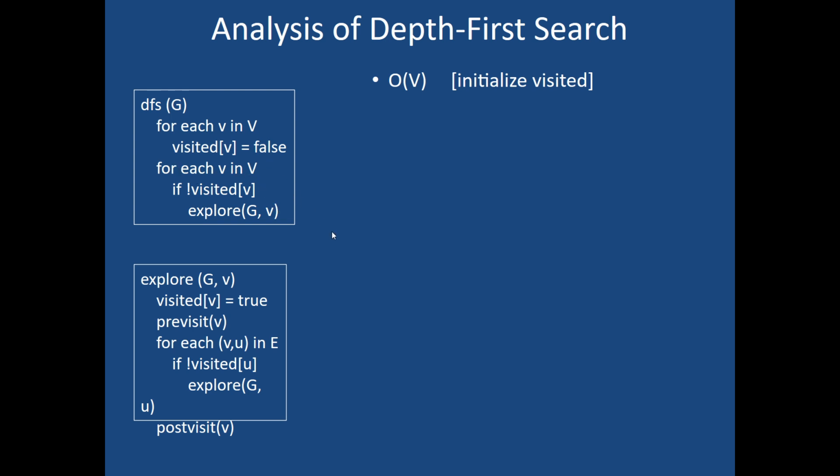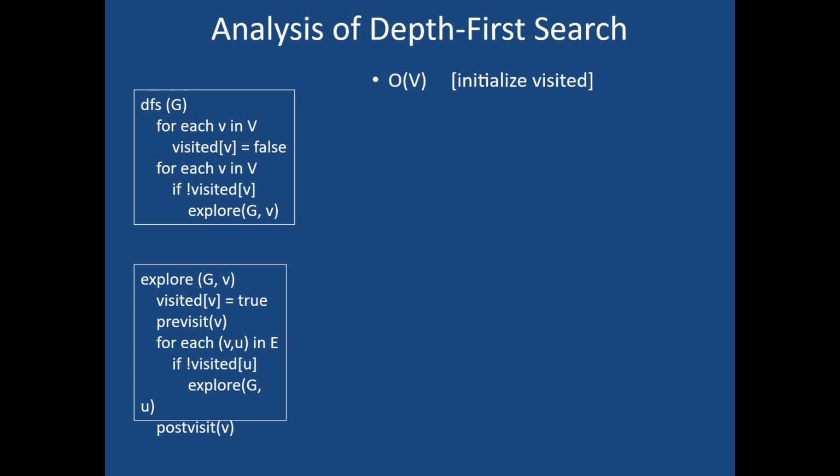Now we've got this loop here, and I've got this problem. I know iterating through this set V, we're going to go through the loop once for each vertex. So that's of size capital V. And the cost of this check right here is constant. But what's the cost of this call to explore going to be? Sometimes we call explore, sometimes we don't. We don't even know how many times explore is called.